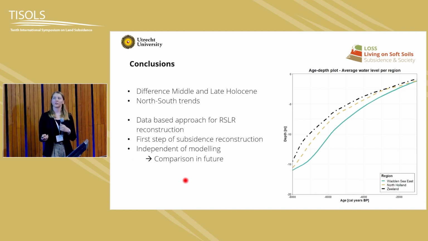And the last remark I want to make is that we did this independent of these modeling studies, the figure I showed at the beginning of my presentation of these different glacial isostatic modeling results. The nice thing is that the next step is to combine our results with what they are doing to find out which GIA model is the most suitable for the Netherlands. And if we have that, we can also use it to make better predictions for the GIA-related subsidence in the Netherlands for the future.